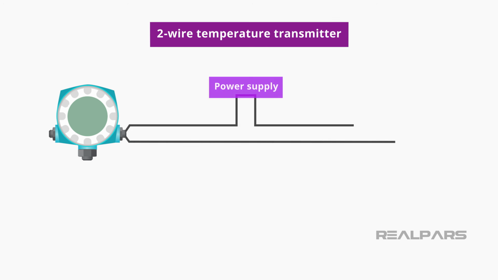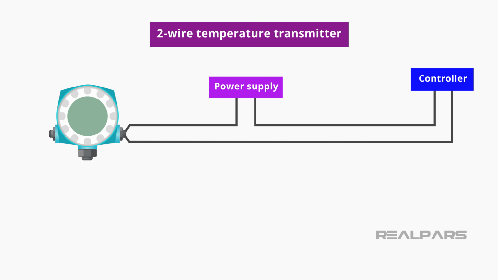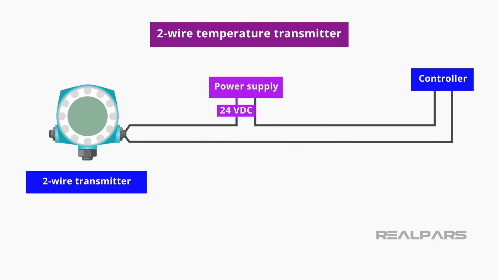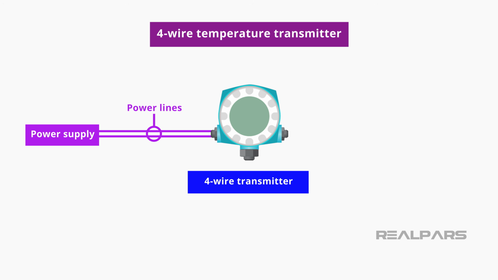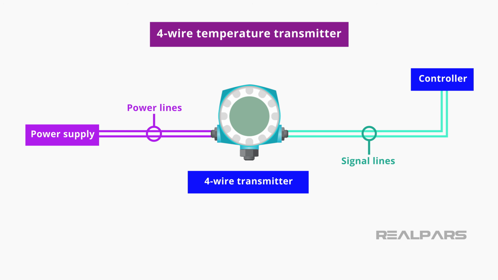A temperature transmitter requires a power supply to operate. Most temperature transmitters are two-wire types having only two wires. These two wires provide power for the transmitter and are also the signal lines. A four-wire transmitter has two wires connected to a power supply and two signal wires connected to the PLC. The power supply can be AC or DC, depending on the vendor and model.